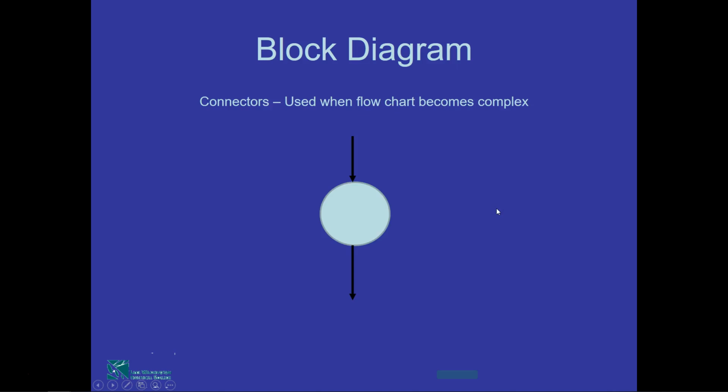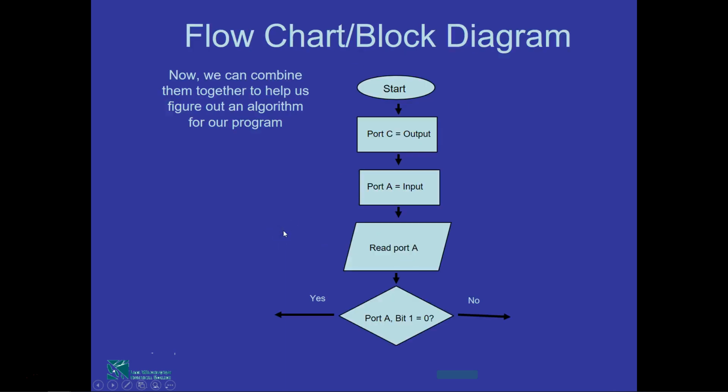Now next is connectors. You might be using this in some of the cases, but the boxes I discussed previously are the basic ones, and this one is used when the flowchart becomes complex or spreads out over more than one page. Then it is useful to use connectors to avoid any confusion. And as you can see, it is represented by a circle.